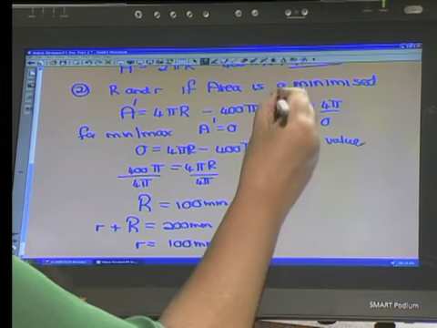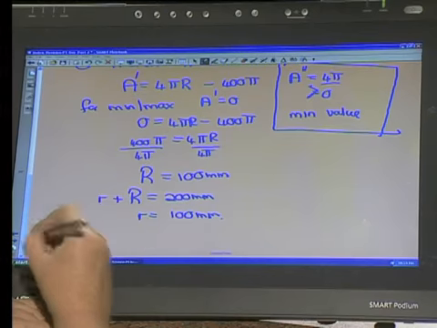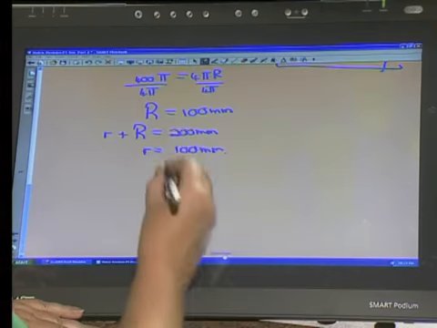Now, in this question, you didn't need to do that, but sometimes you will get 2 answers. And if you get 2 answers, you might have to test it using the second derivative or some other method to see which is the correct one that we need to use to carry on the question. Right, so now we go down here, and we can see that's the answer. We definitely know that's true.